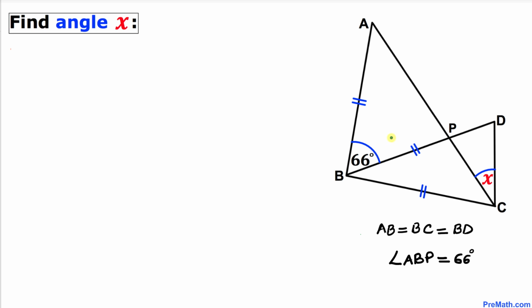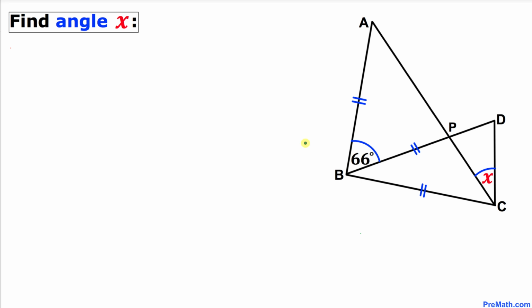In this video tutorial, we have got this compound shape that consists of multiple triangles, as you can see in this figure, such that these side lengths AB, BC, and BD are equal in length, and moreover this angle ABP is 66 degrees. And now we are going to calculate this angle X. So let's go ahead and get started with the solution.